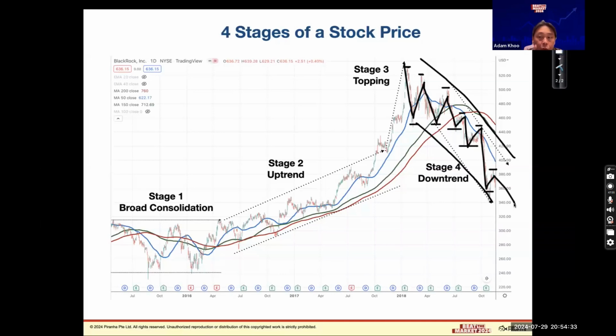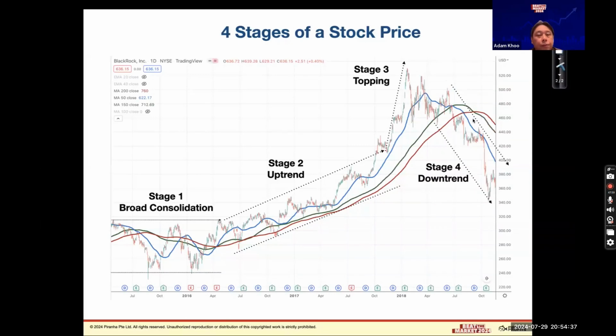Another clue is to look at the moving averages. What's happening to the moving averages in a downtrend phase? They are all sloping down, and the sequence is opposite. The blue line is below the green line, which is below the red line. So the 200 is on top, 150 below, 50 below: downtrend. The sequence of the moving averages gives you a very good clue.